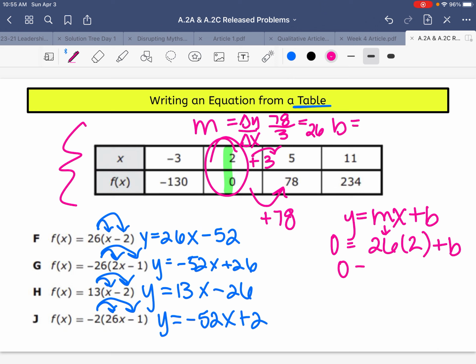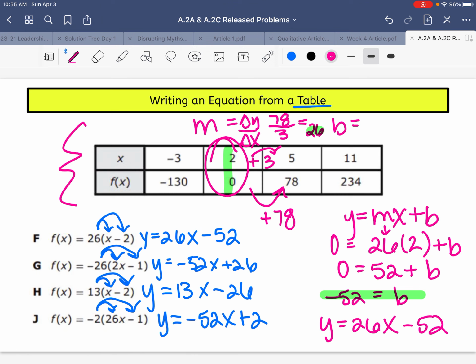So 0 will equal 52 plus whatever b is. So b will equal negative 52. Now that we've found all of those values that we need, we can put them in slope-intercept form. So y will equal 26 times x minus 52. So F is our answer choice here.